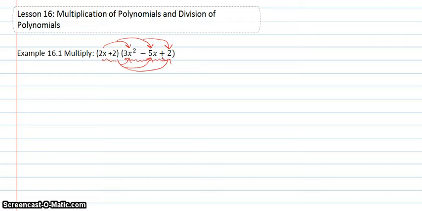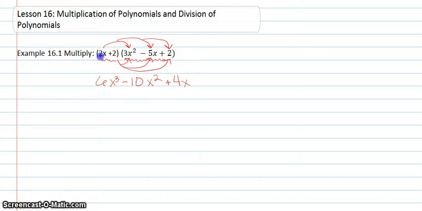And just multiply each of those together. Now when I'm done, I'll have 6 terms, and I'll get my like terms together to simplify. So the first term here, the 2x, I'm going to multiply to 3x squared, which will give me a 6x cubed. Then I'll multiply 2x times a negative 5x, which is negative 10x squared. Then the 2x times the 2 is plus 4x.